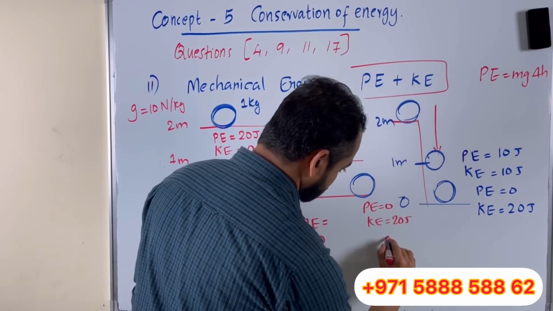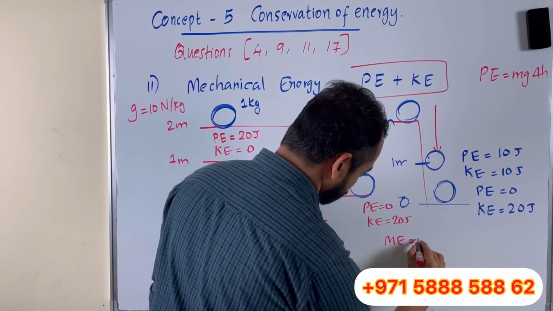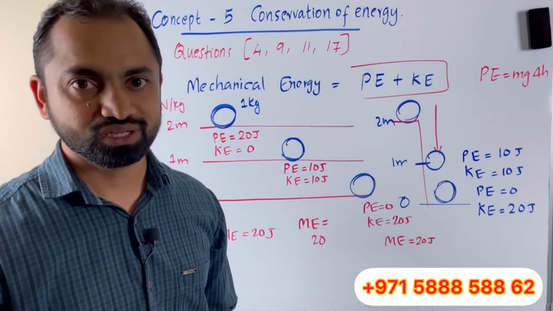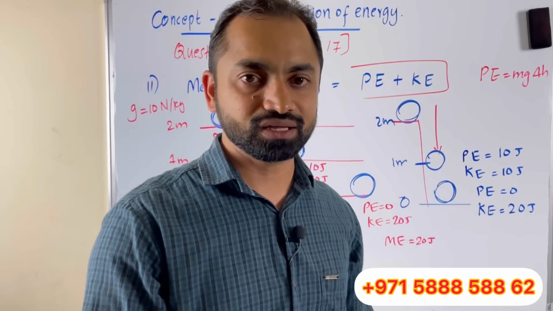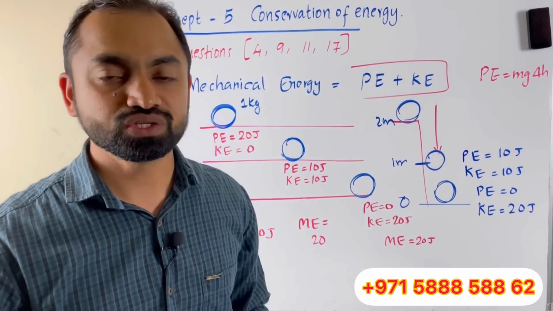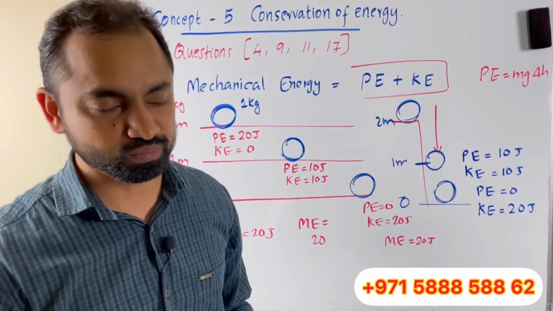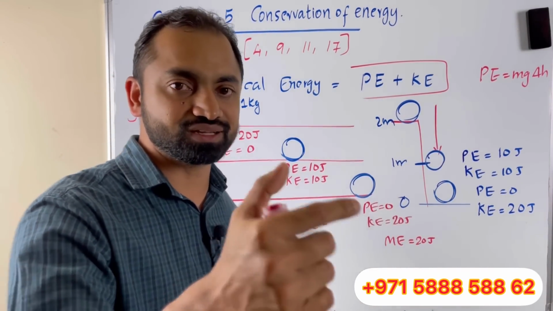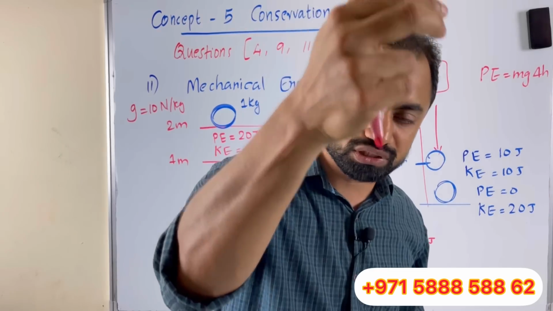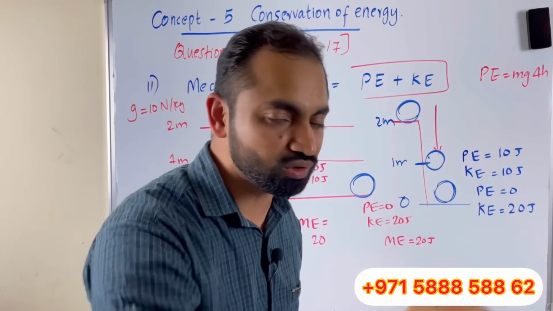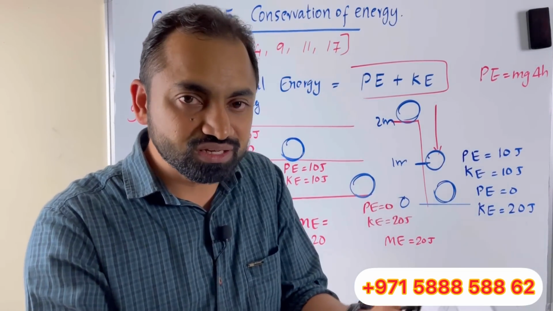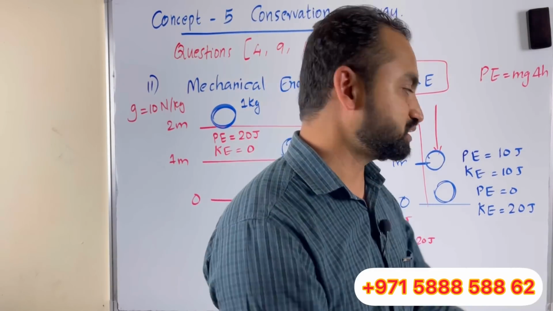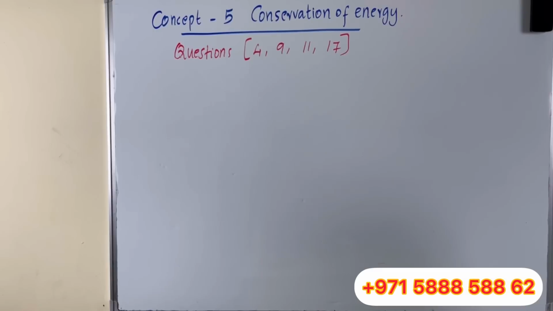Here also, the mechanical energy when it reaches the bottom is equal to 20 joule, which means mechanical energy is conserved, or the mechanical energy of a system is always constant. What is mechanical energy? It is the sum of the potential energy and kinetic energy. And when the object is falling, or rolling down, the decrease in its potential energy will be converted to the kinetic energy of the object.